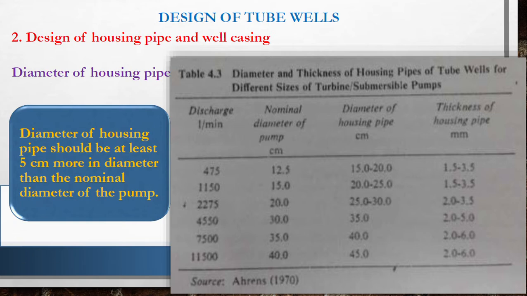So the size of that housing pipe should be 5 centimeter greater than the diameter of the pump. We are using a submersible pump, so it has a diameter. So 5 centimeter more than the diameter should be used for the housing pipe. And here a table is given which gives an idea of the relation between the diameter and thickness of housing pipes for tube wells. So you can choose accordingly.